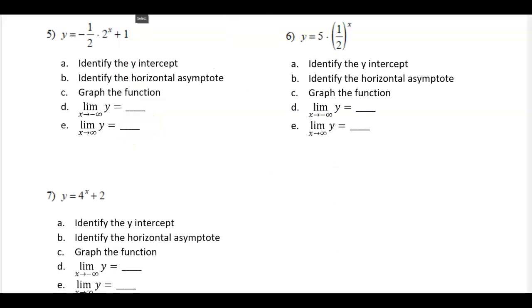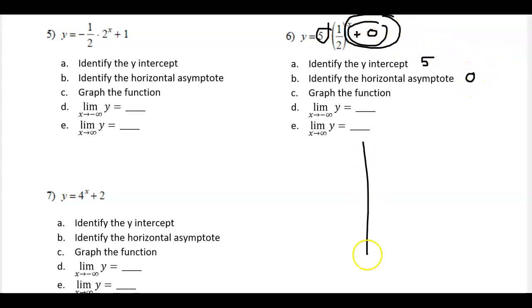All right, let's go ahead and take a look at number 6. You'll notice that in number 6 we're missing a number. We don't have the plus over here, and when you're missing a number that's being added, then it's a 0. If you're missing the a number being multiplied, it's 1. So make sure you know the difference between those two. The y-intercept then is this number plus this number, which is just 5. The horizontal asymptote is this number, which is 0. We're ready to go ahead and graph it.